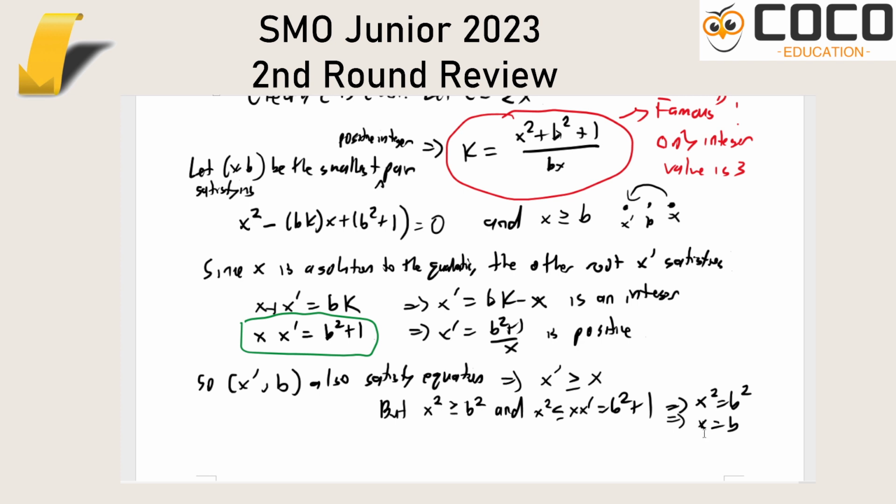Basically, this is saying, wherever your solutions come from, the smallest one will have both of x and b being exactly the same. Now, if they're exactly the same, we put it back in, and it will just look like k is equal to b squared plus b squared plus 1 over b squared, which is this. And obviously, the only integer value would be 3.